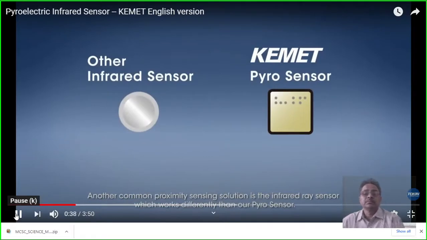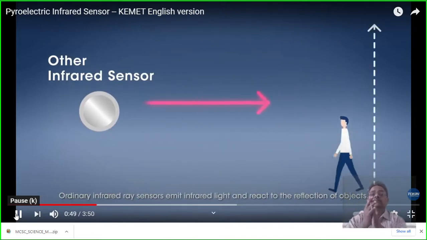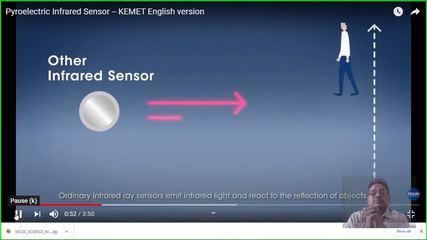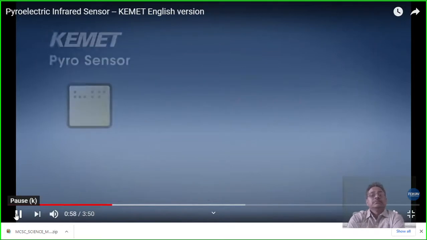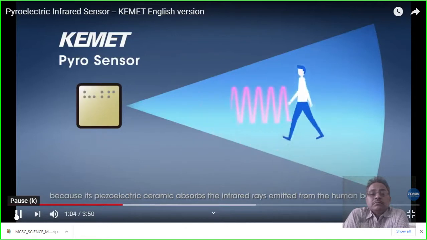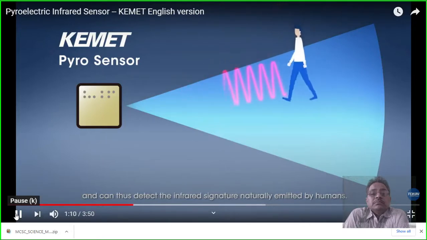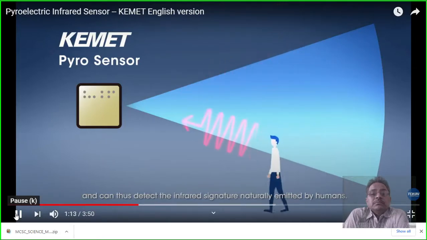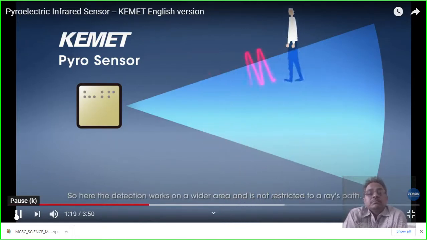Another common proximity sensing solution is the infrared ray sensor, which works differently than our pyro sensor. Ordinary infrared ray sensors emit infrared light and react to the reflection of objects. It keeps reacting as long as the objects or people are in the infrared light. On the other hand, Comet's pyro sensor detects humans because its piezoelectric ceramic absorbs the infrared rays emitted from the human body and can thus detect the infrared signature naturally emitted by humans. So here the detection works on a wider area and is not restricted to a raised path.